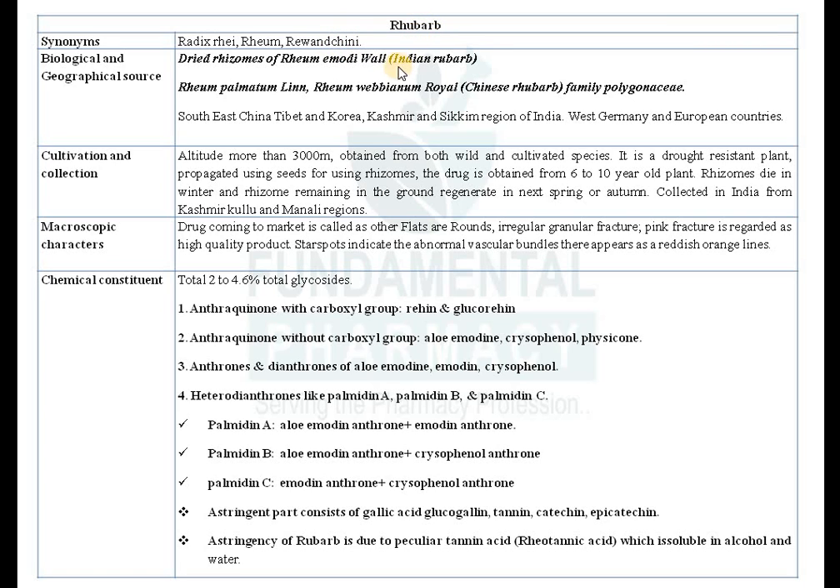Now what is the biological source of rhubarb? It is the dried rhizome of Rheum emodi, that is known as Indian rhubarb, or the dried rhizome of Rheum palmatum, or Rheum webianum. Out of these, Rheum emodi is known as Indian rhubarb, and Rheum webianum is known as Chinese rhubarb. All belong to family Polygonaceae. So that is the biological source. Forget about the cultivation, collection, and microscopy. Not important. Just try to remember the chemical constituents.